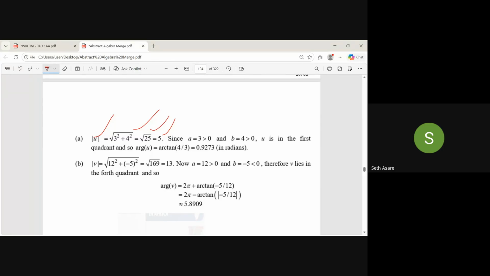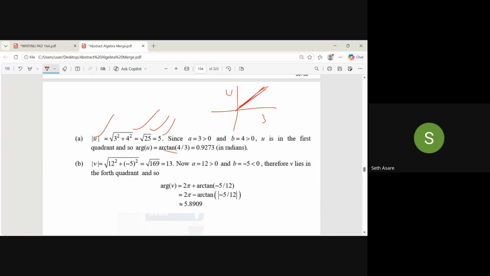Now we are saying that A is equal to 3, which is greater than 0. B is also greater than 0. And when we plot them, 3 will be here and 4 will be here. So it is in the first quadrant. When it's the first quadrant, we go straight. We don't need any other thing again. But I told you that tan is all the time what we use in finding the argument.